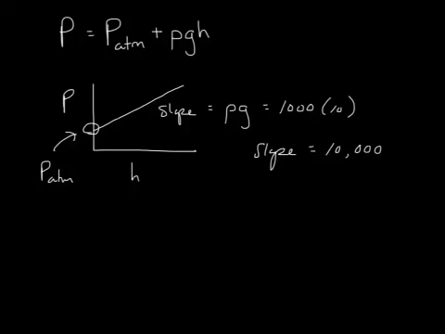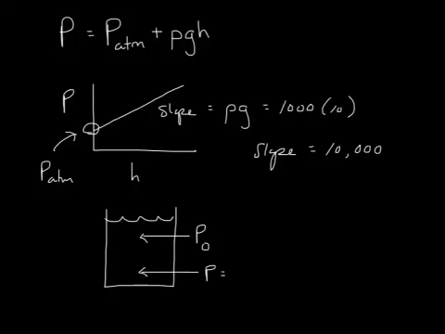Now this equation will actually work for any two positions within a fluid as well. So let's say I knew the pressure at this point right here, and we'll just call that P naught, and I want to know the pressure at this point, and they are separated by some distance, which we call h. Same equation will work. P will equal P naught plus rho g h.